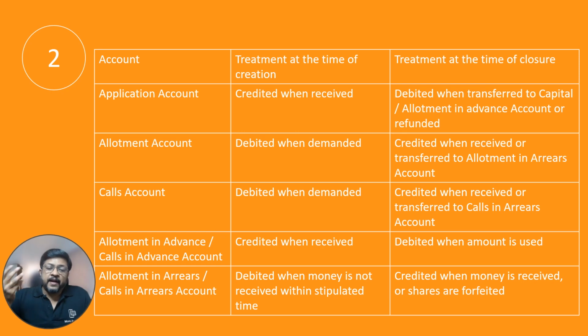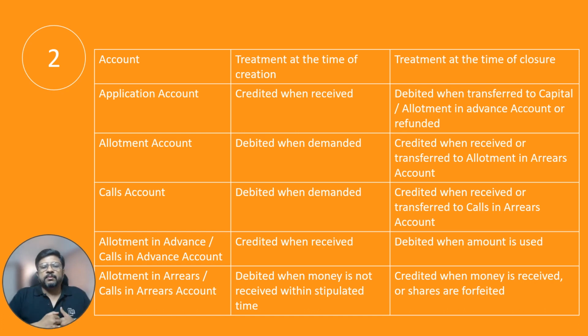Then there can be allotment in advance or calls in advance. Here you need not use the word equity or preference as the case may be. And next one is allotment in arrears or calls in arrears account. Here also equity or preference prefix need not be attached to the name of the account. These are the different accounts which are important. Plus two more accounts are there, capital account and premium account, that I am going to consider in the next slide.